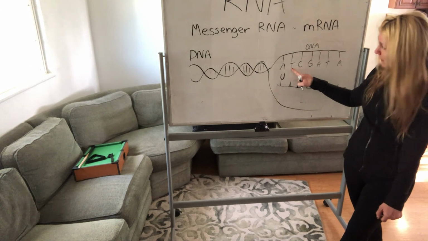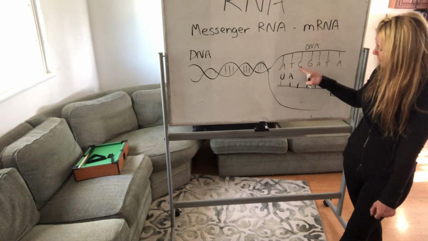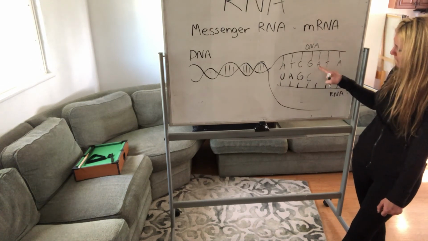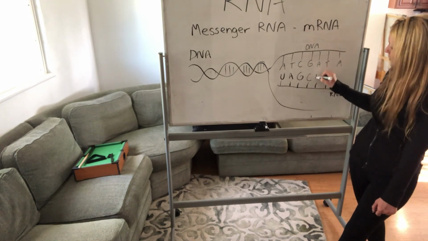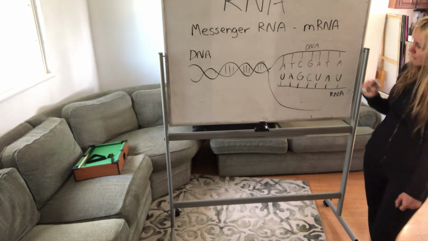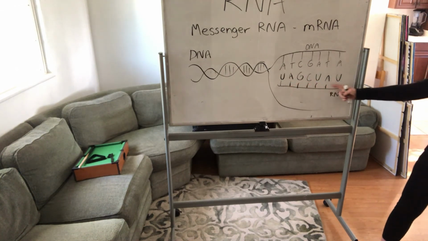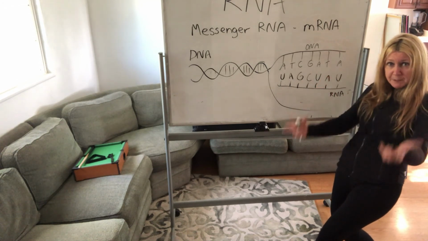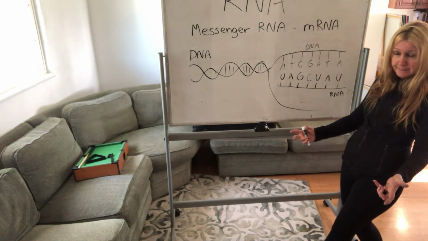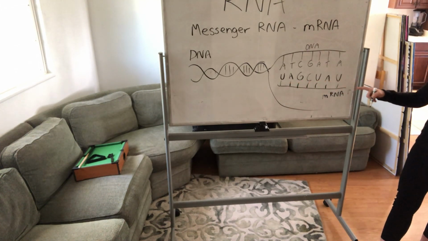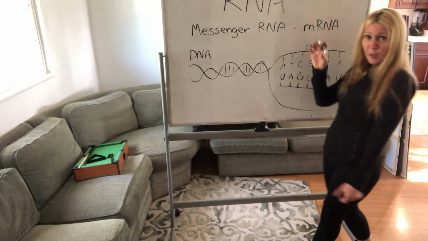Thymine, T matches A. Cytosine matches G, C and G. G, C. A, remember there's no T. U. T goes with A, U. So this is the messenger RNA that's going to leave the nucleus and it's going to go to the ribosomes where we can make proteins. So this is messenger RNA. So this is going to be taken out of the nucleus and it's going to go to where proteins are made.